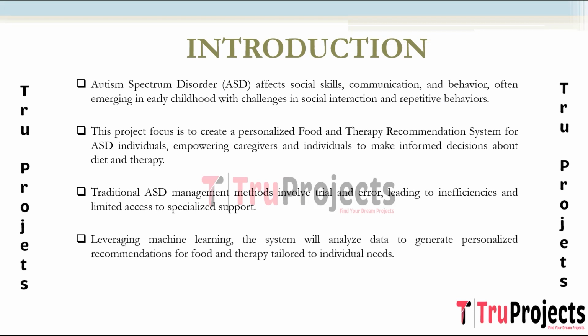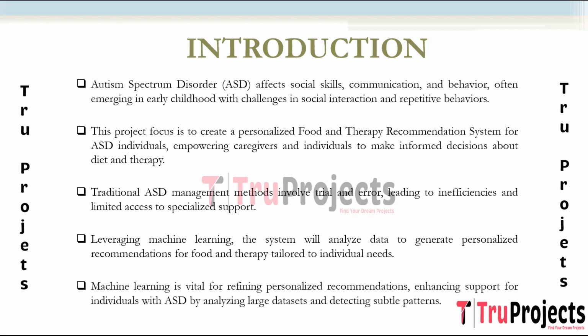The proposed system will leverage machine learning techniques to analyze data from different age groups, which are adolescents, adults, children, and toddlers with ASD, to generate personalized food and therapy recommendations. By incorporating algorithms that can identify patterns and correlations in this data, the system will generate personalized recommendations for food choices and therapy options tailored to each individual's needs and preferences.